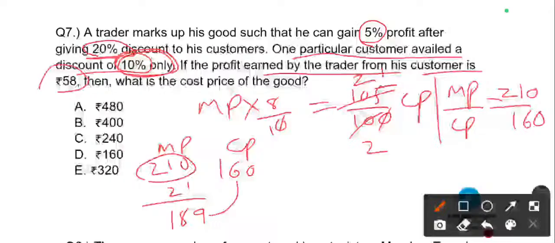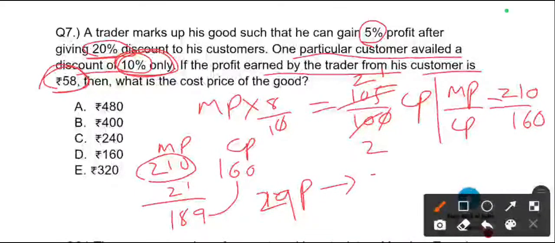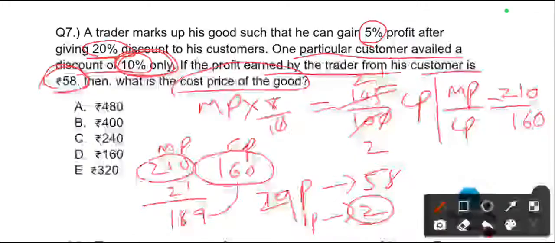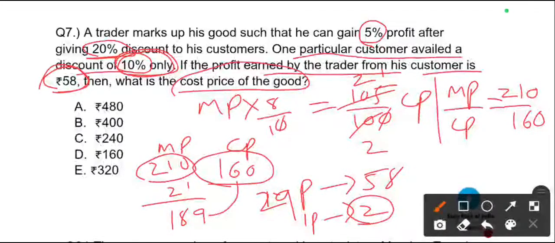So here the difference between these two is 29 parts, and 29 parts is nothing but 58 rupees. If it is 58 rupees, then one part value will be 2. Asking about the cost price of the goods, one part value is 2, so 160 into 2 will be 320. Option E is our answer for this question.